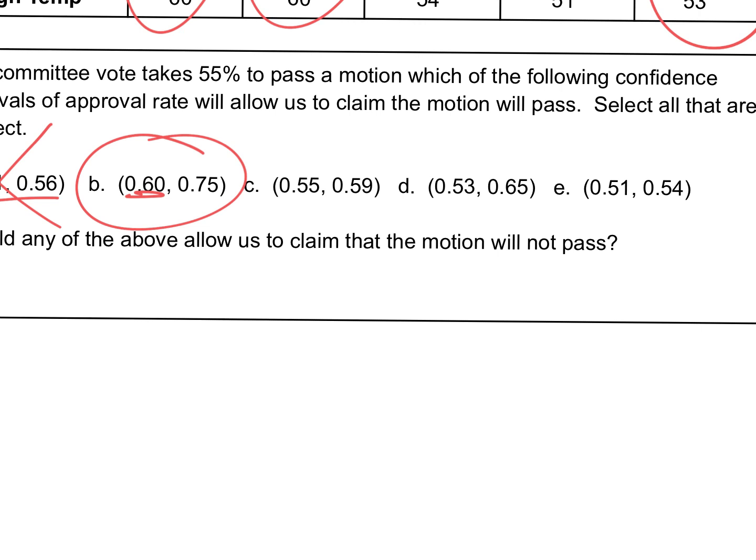Is C going to work? Yeah, because even my low bound is 55, okay, which is the minimum, but it would still pass. What about D? No, my low bound's 53. That wouldn't work. And what about E? No. Okay.